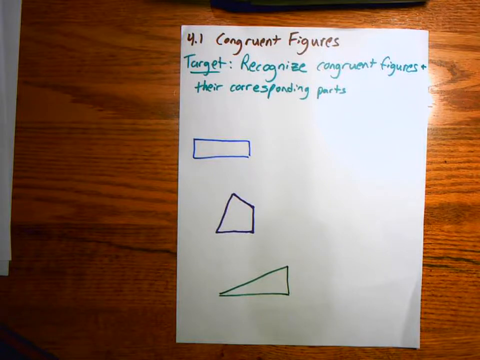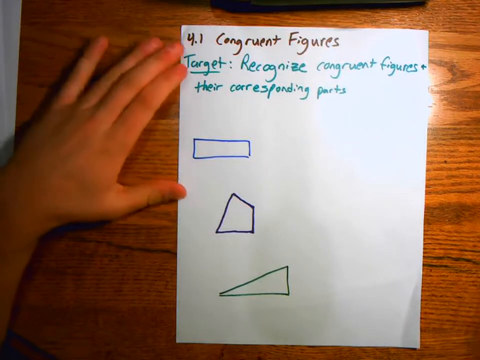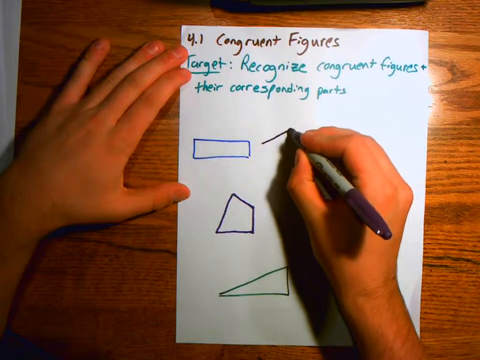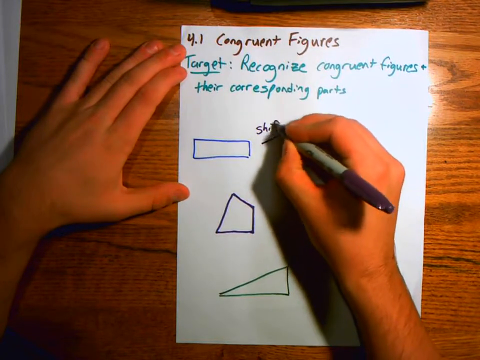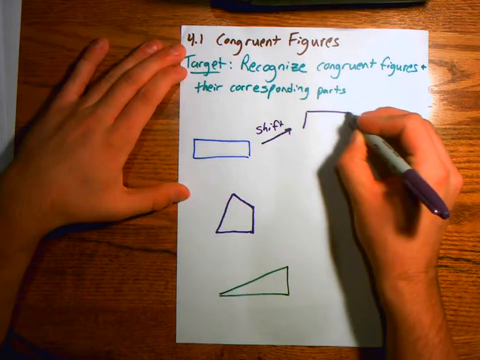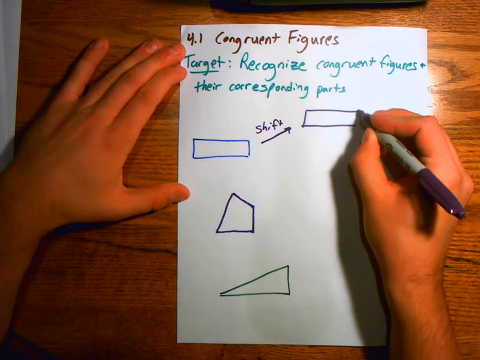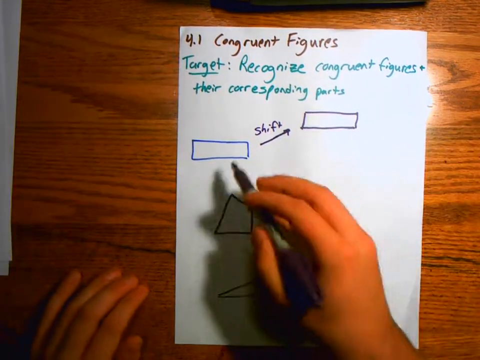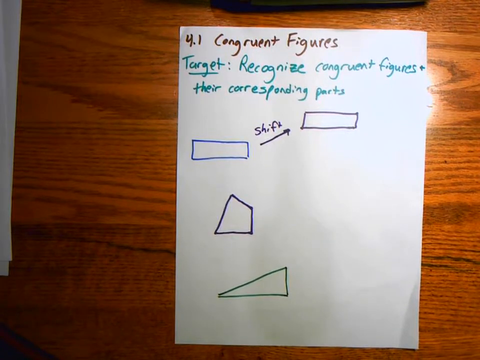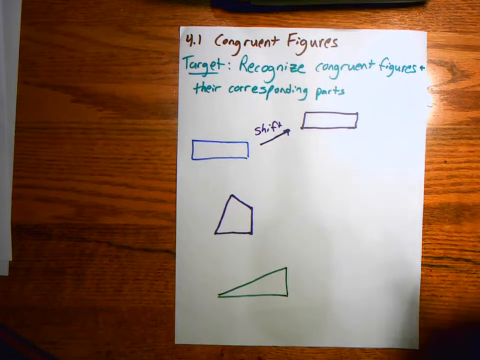On this piece of paper I've drawn a few different shapes, and I'm going to be making a few transformations to them, to show you some examples of how you can apply these transformations but still have congruent figures. In this first one we have a rectangle, and let's say it's being shifted up and to the right. None of the side lengths are changing and none of the angles are changing, so each of these two have congruent parts, the sides and the angles, even though it's being moved up and to the right.